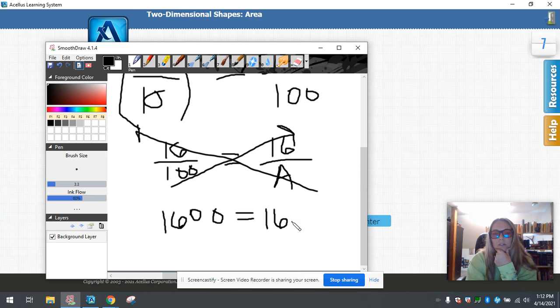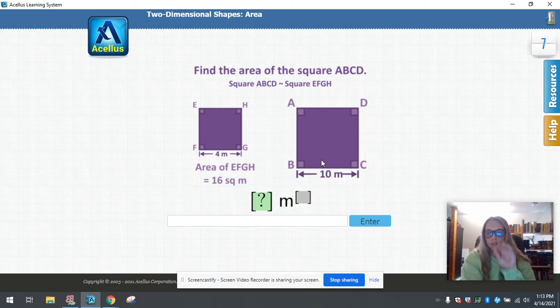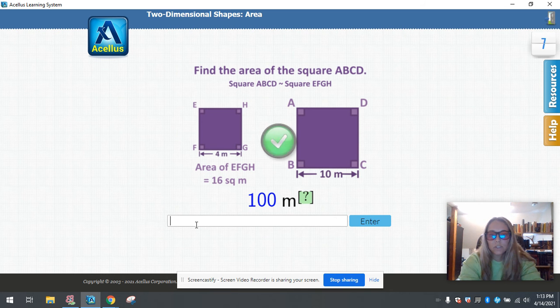We don't know what a is. We need to solve for it. We divide by the number attached to the variable, which in this case is 16. And on the right side of the equation, I'm left with a equals 1600 divided by 16, which is 100. So the area of our second square is 100, which makes sense because it would be 10 times 10, which is 100. 100 meters squared. This little box up here is where you're going to put the 2 to show it's squared.